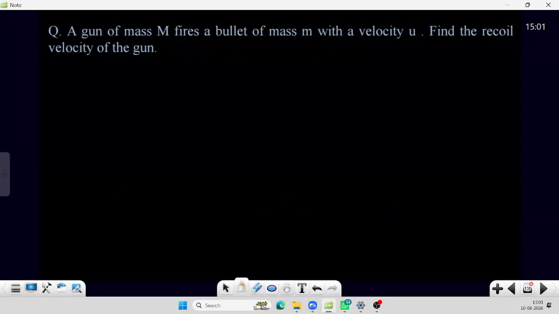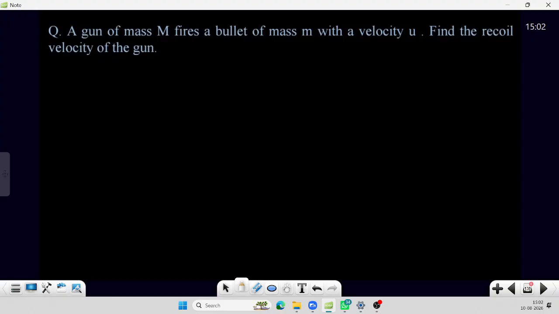Next one. A gun of mass capital M fires a bullet of mass small m with a velocity u. Find the recoil velocity of the gun. The recoil velocity means when the gun is fired, the gun will move backward. That is called recoil velocity. And the bullet will move forward, the gun will move backward.